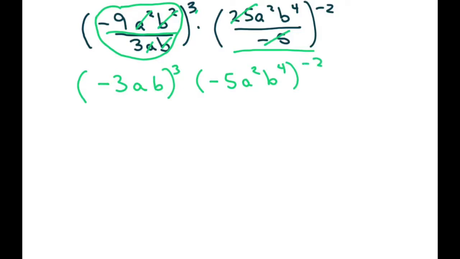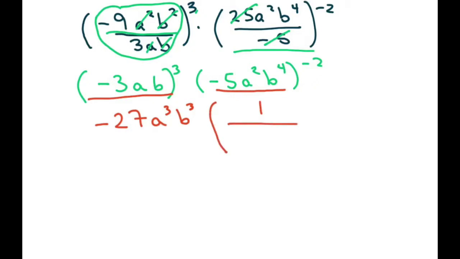Now let's take care of this part. -3 cubed is -27. And then you have to do your a cubed, b cubed. And with this one, when you have negative exponents, it means you can move it up or down, into the denominator. So since this is all in the numerator, I can just write this as 1 over -5 a squared b to the 4th, squared. There are different ways of doing it, but that's how I would do that one.